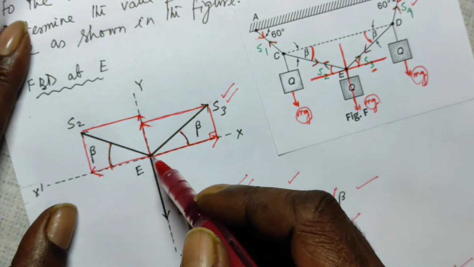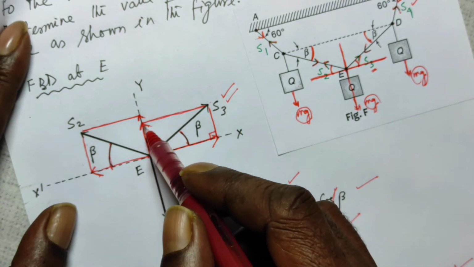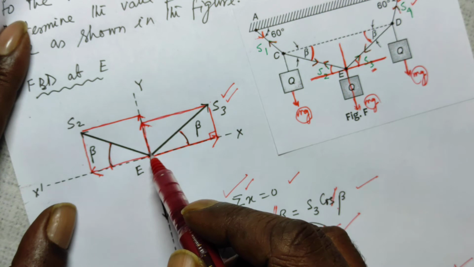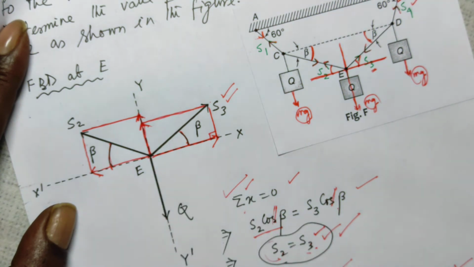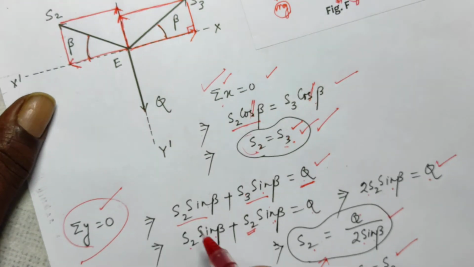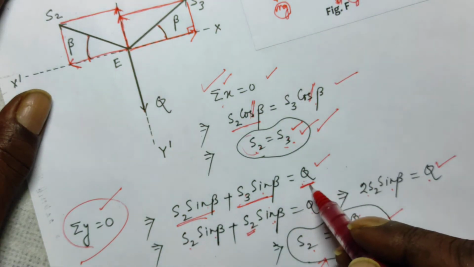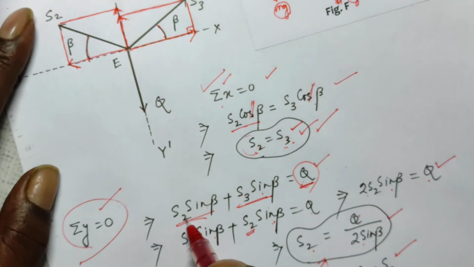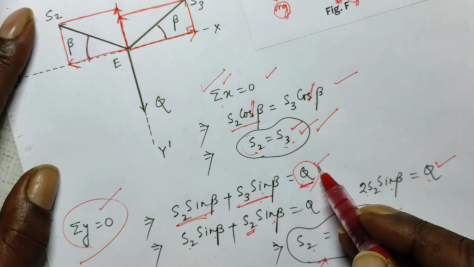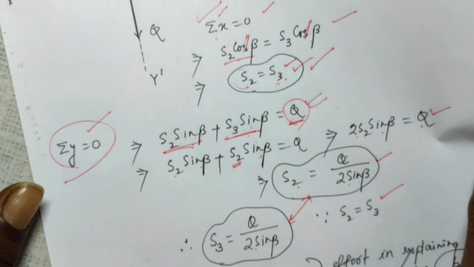Now this S3 sine beta plus S2 sine beta, they are in the same direction, so they are added, and Q is opposite to that. So S2 sine beta plus S3 sine beta is equal to Q.